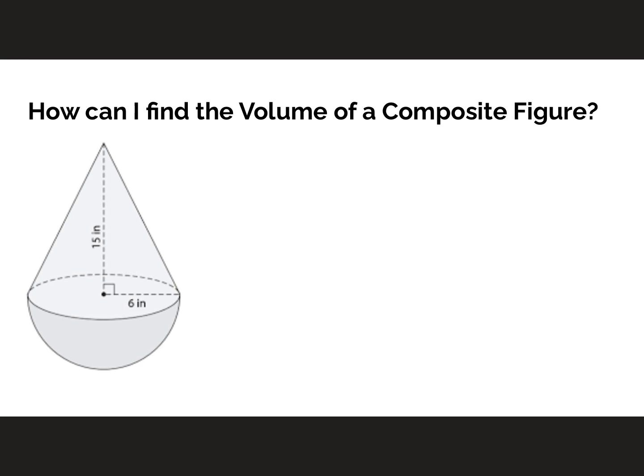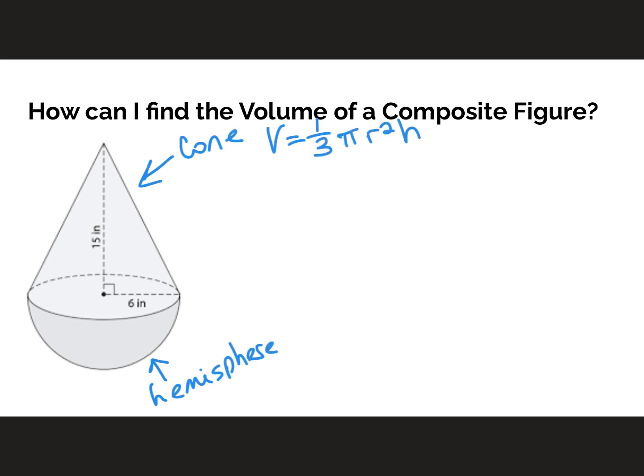So first we have to figure out what shapes they are. Here I have a cone. Here I have a hemisphere, or half a sphere. So I know my volume for my cone is 1/3 pi times my radius squared times h. My volume for my hemisphere is going to be half a sphere. Instead of being 4/3, it is 2/3 of pi times my radius cubed. So these both have the same radius of 6.